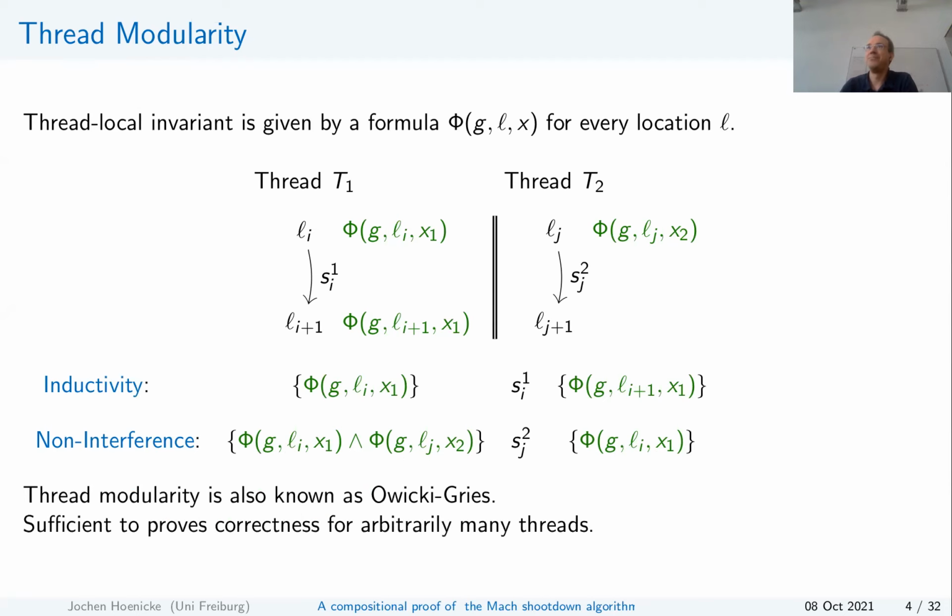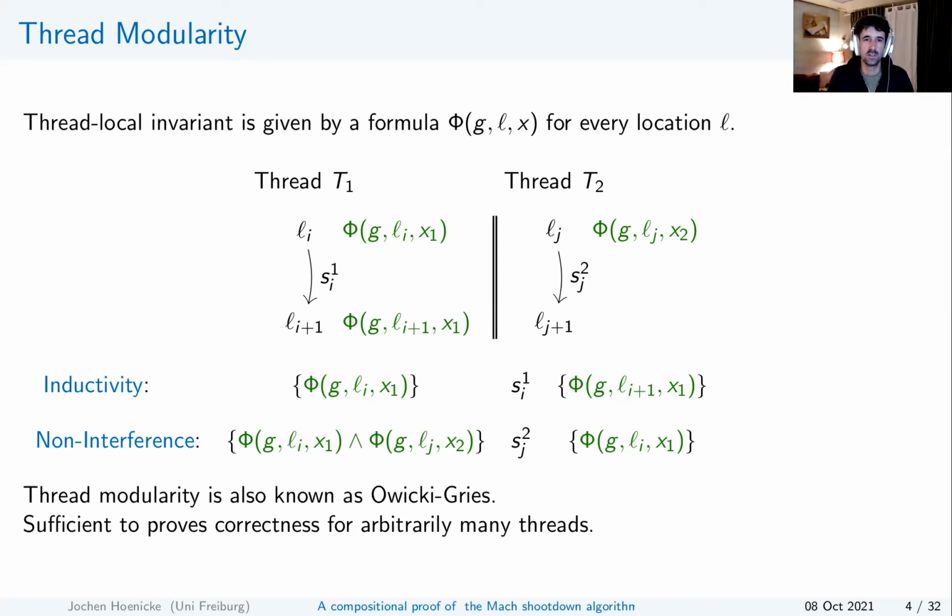And now we see that by symmetry, doing this for thread T1 and T2 is sufficient to prove it for arbitrarily many threads. Because the non-interference property for thread T3 would be the same as for thread T2. And if it holds for T2, it also holds for T3. And then it holds for arbitrarily many threads. So this is a proof that works for all threads.